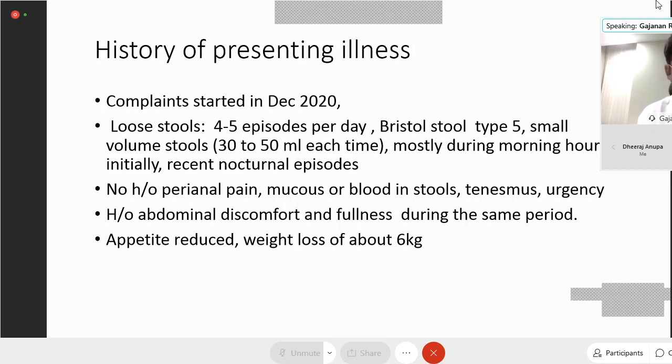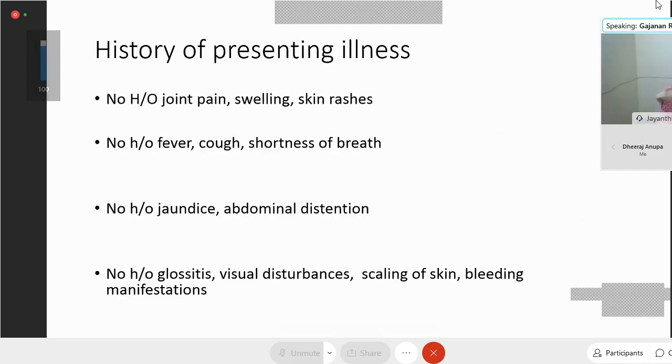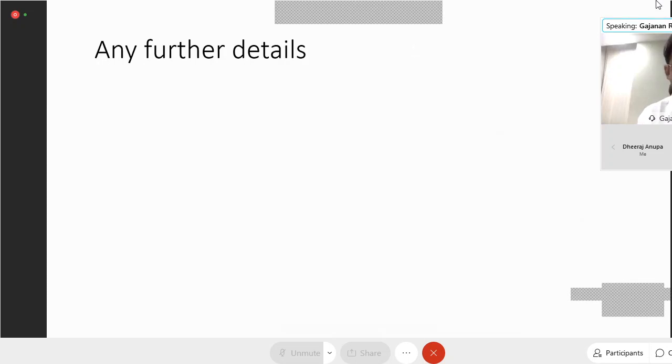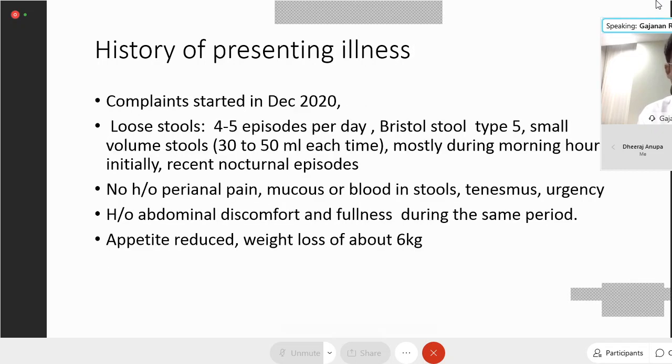Don't repeat. What I want to ask you is, what are the other questions that you'd like to know from this presentation? No, this is all that we have. Okay. I want to ask about any signs of malabsorption. What do you ask? The history suggestive of any electrolyte imbalances or calcium deficiency. See, we'll be wasting time on this.